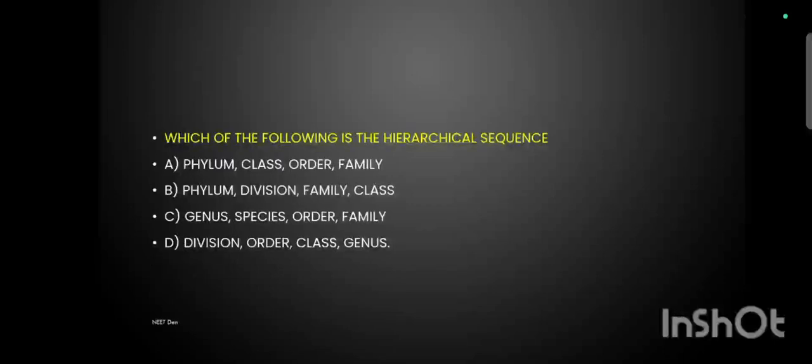Question. Which of the following is the hierarchical sequence? A, phylum, class, order, family. B, phylum, division, family, class. C, genus, species, order, family. D, division, order, class, genus. So the answer is A, phylum, class, order and family in decreasing order.